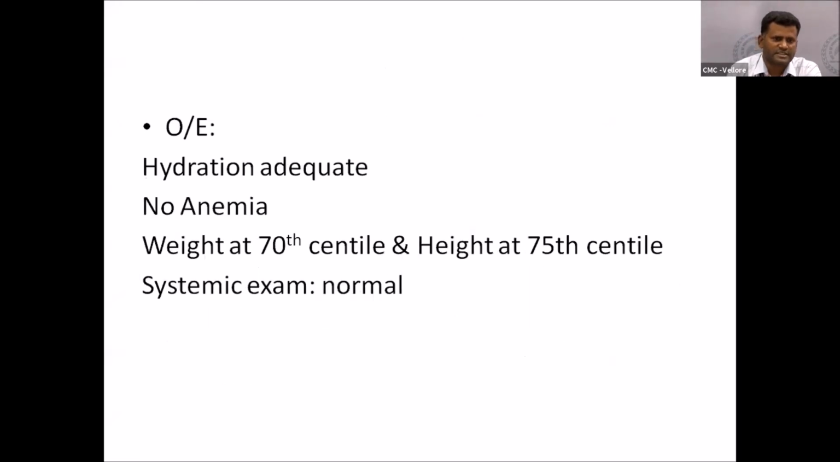On examination, his hydration was adequate. There was no anemia. His weight is at 70th centile and height is at 75th centile. Systemic examination was normal. So anybody would like to answer, what will you do as the next step for this child?